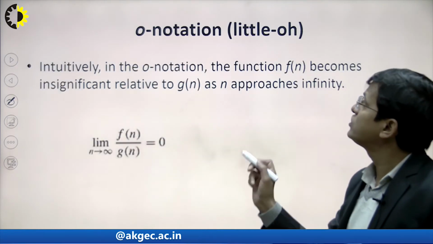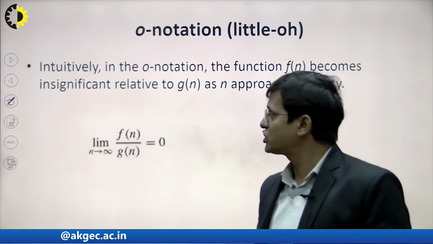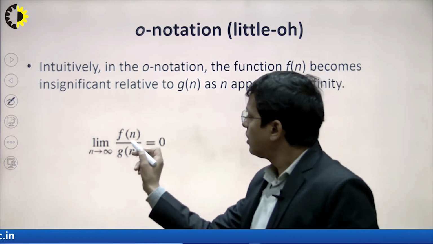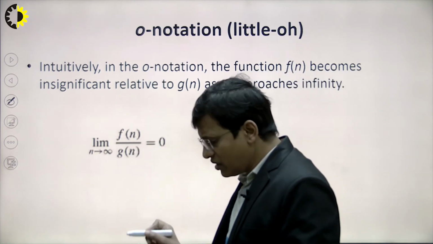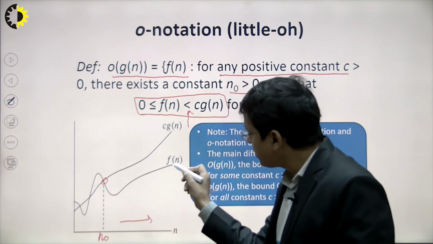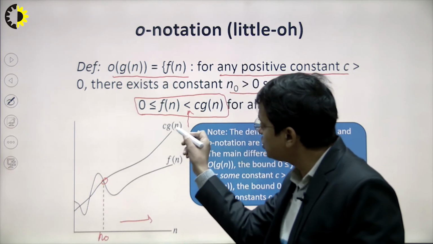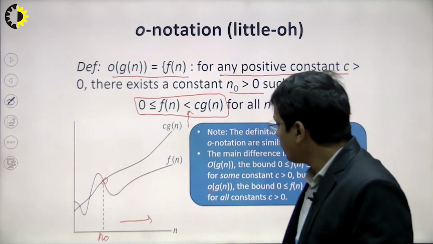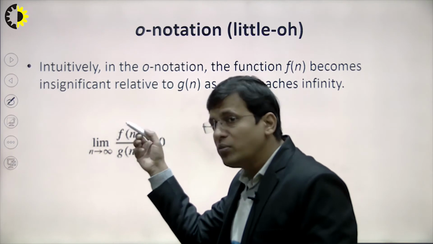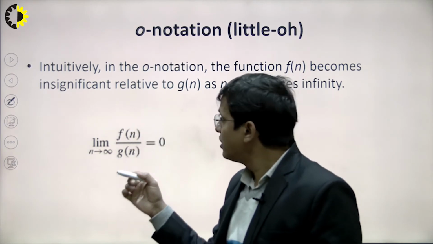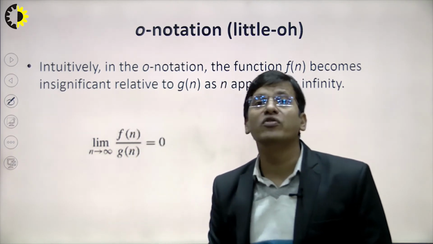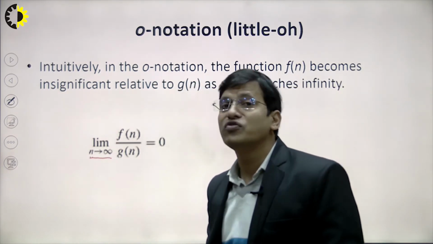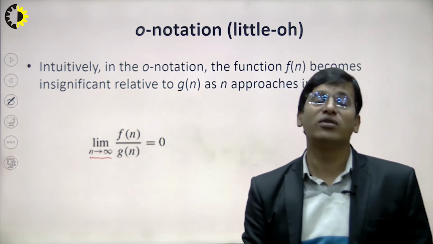Now we see some extra features in this little omega notation, because f of n here is smaller, right? f of n will be smaller than g of n. This means the value of g of n will be very high for a large number of inputs, right? So here n tends to infinity, which means we are considering a large input size.